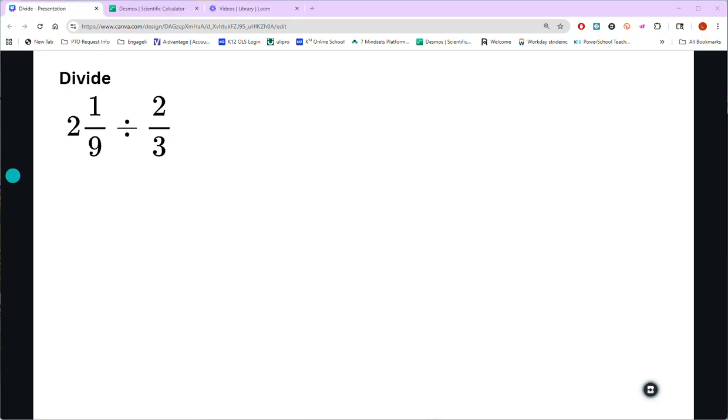So our first step is to change 2 1/9 into an improper fraction. Remember, I do that by multiplying the denominator and the numerator. So 9 times 2 is 18. And then I take this answer and I add it to the numerator. So that would be 18 plus 1. I'm going to write it over here. Gives me 19. And then the denominator stays the same. We don't do anything with that.